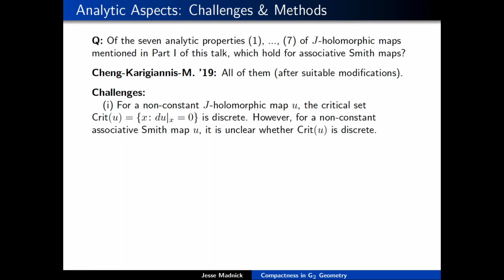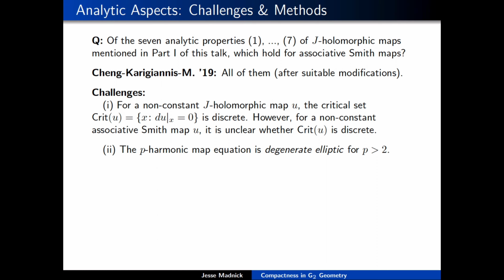But it turns out that the situation is a little more complicated than that for a couple of reasons. First of all, when you have a J-holomorphic map, U, the critical set is discrete. That's very convenient because it means that you can think of J-holomorphic maps as branched minimal surfaces, and there's all this minimal surface theory that you can use, for example. But when you have a non-constant associative Smith map, it's not clear whether the critical set is discrete. It's reasonable to conjecture, I think, that the critical set maybe has codimension 2 inside the 3-dimensional domain, so maybe it's some sort of curve, but it's really not clear, and you do have to worry about this critical set. It really kind of causes problems.